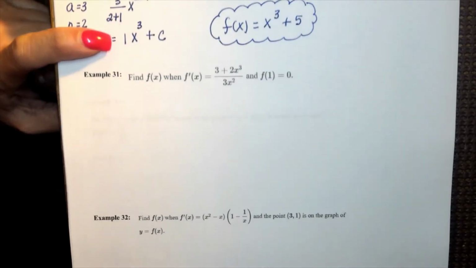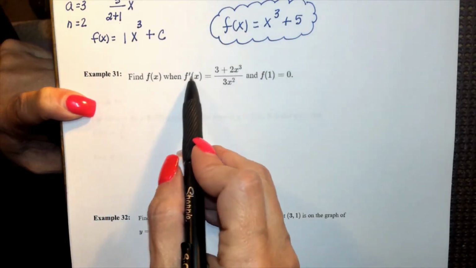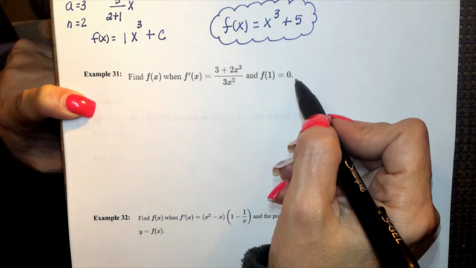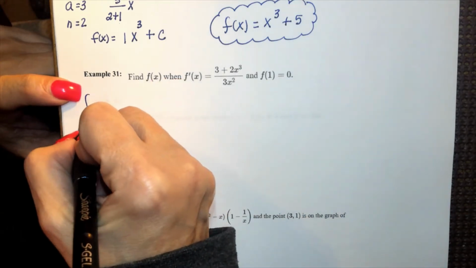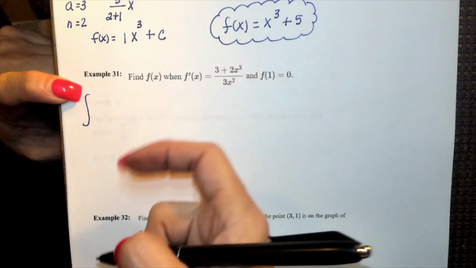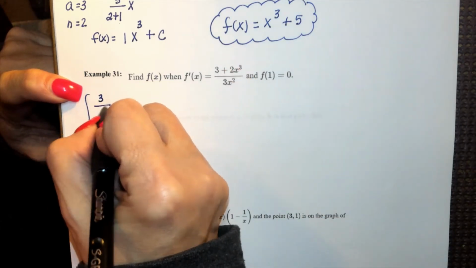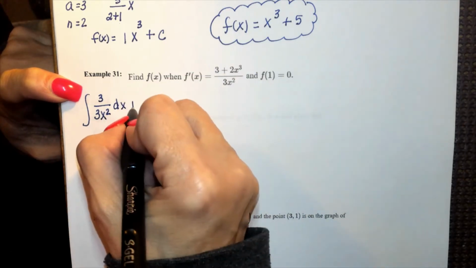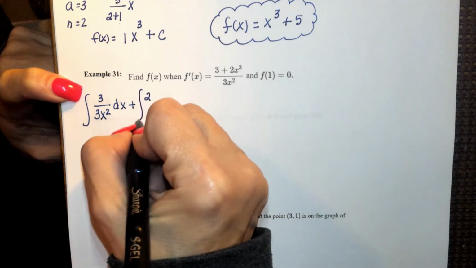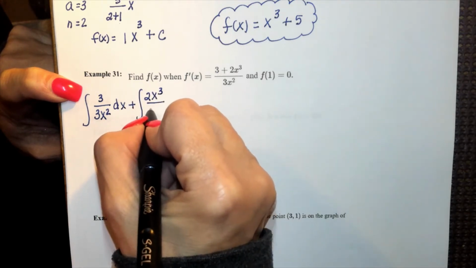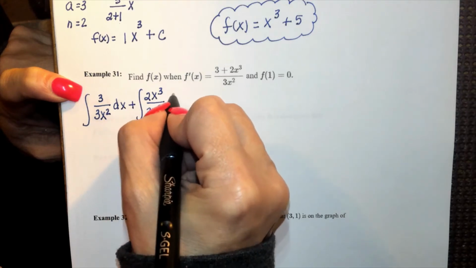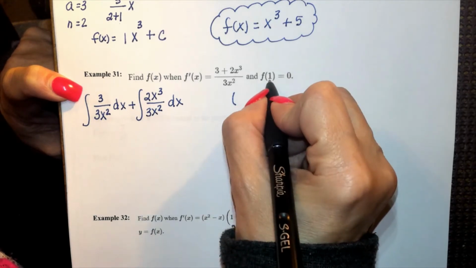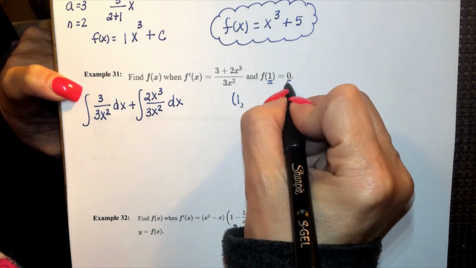Okay. The next one, example 31. Find f of x when f prime equals all this, and f of 1 equals 0. Well, that means I'm going to need to integrate. Now, as I write this, I'm going to break it apart into fractions. The integral of 3 over 3x squared dx plus the integral of 2x cubed over 3x squared dx. I need to find that. When I do, I know that this ordered pair, when x is 1, y is 0.